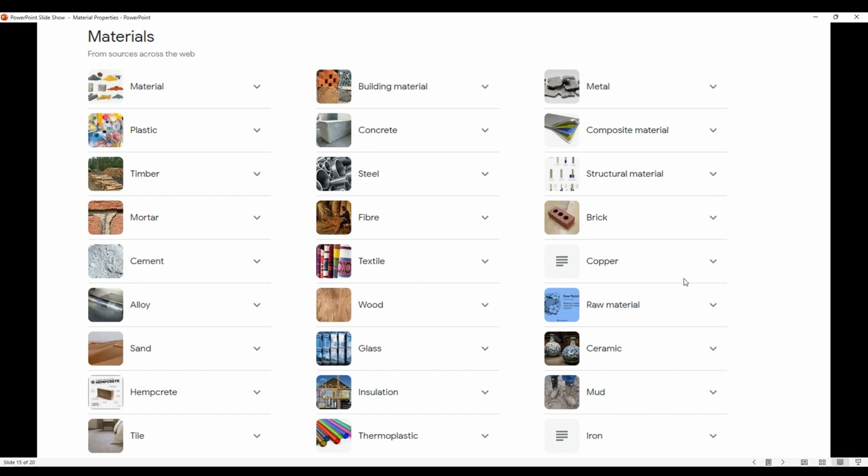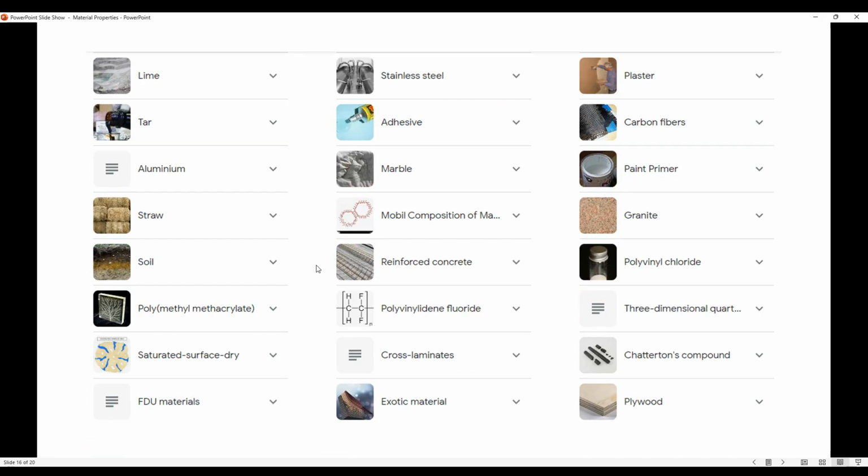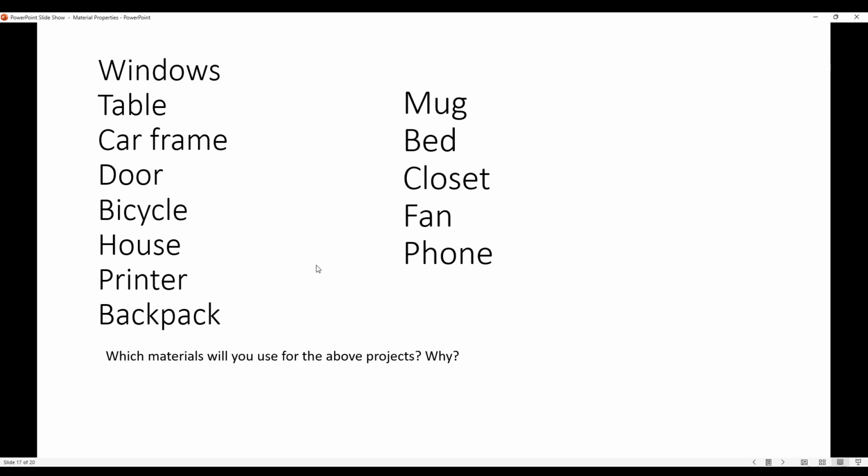Here we see different types of materials: plastic, steel, concrete, mud, ceramic, glass, sand, tile. Do they all have the same properties? No, they don't. They have different properties. Which materials would you choose for the above projects and why? Windows. Which material would you choose for windows? Metal, glass, wood, or plastic?